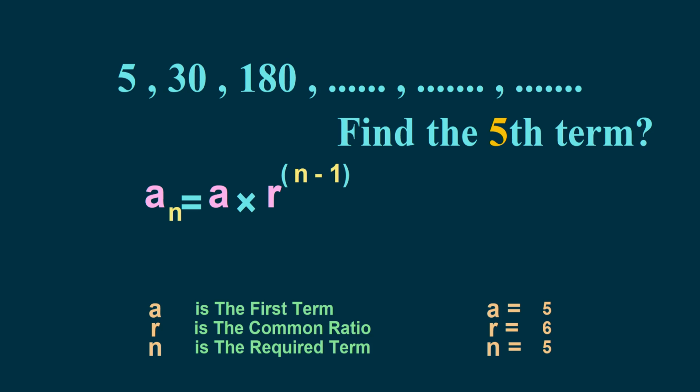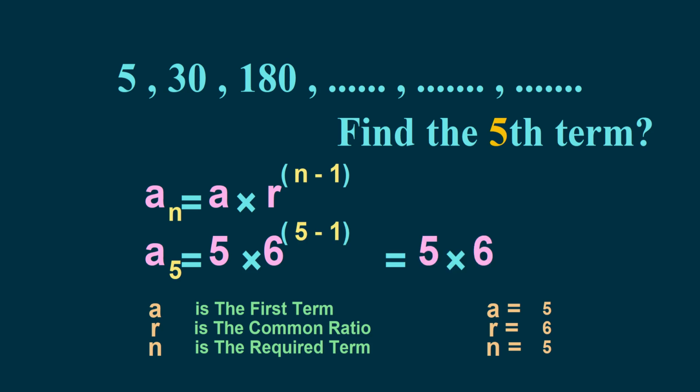Substituting a, r, and n into the equation, we find that a_5 equals 5 times 6 to the power 5 minus 1, which equals 5 times 6 to the power 4, which equals 6,480. And this is the solution by using the formula method.